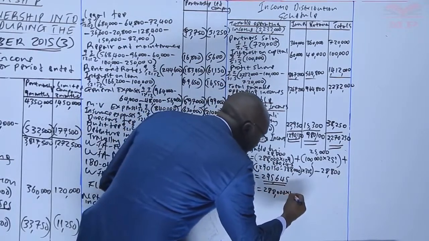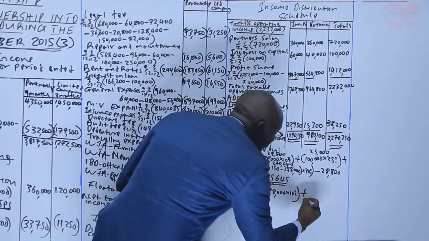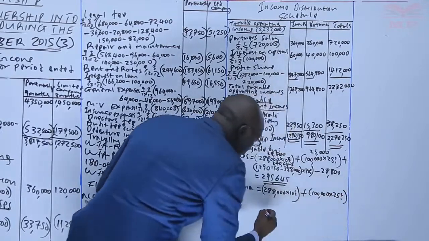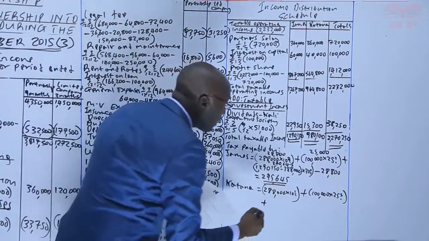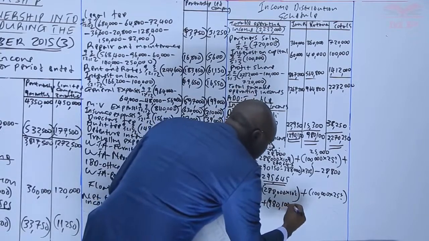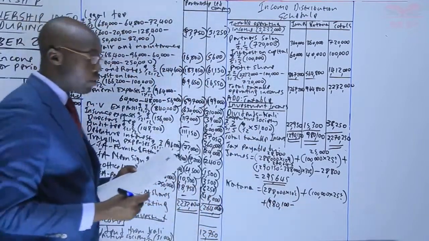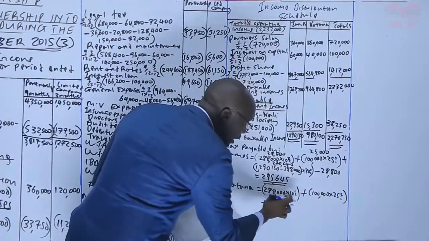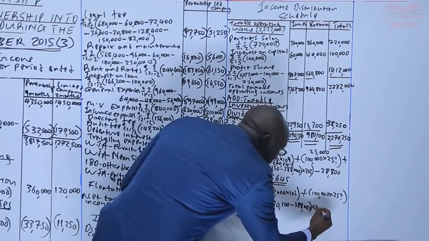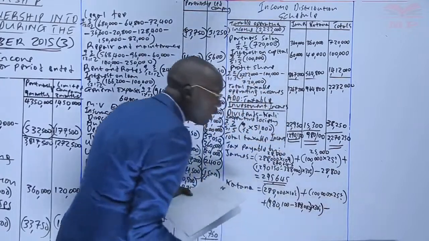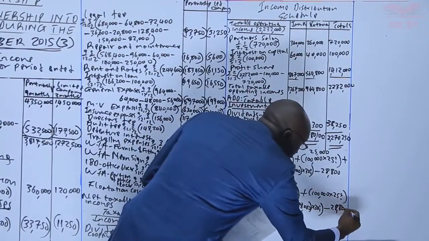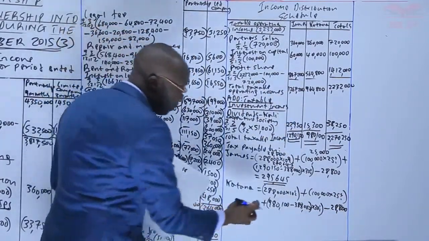The first 288,000, we take 10%. We add the next 100,000 times 25%, and then the excess, which is going to be 980,100 minus what you have taxed already, the 288 plus 100, the 388, where we are told excess over 388, we take 30%. Then we minus the personal relief, 28,800 as provided. So we do the computation.